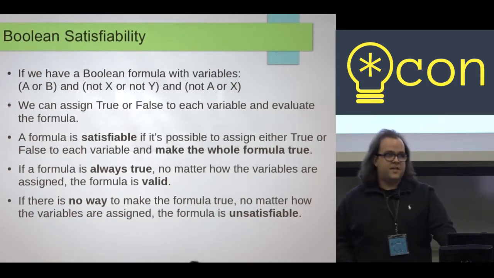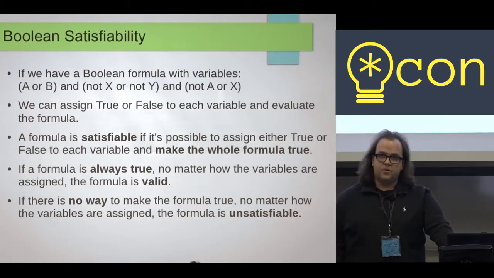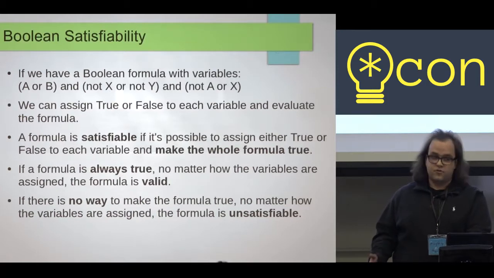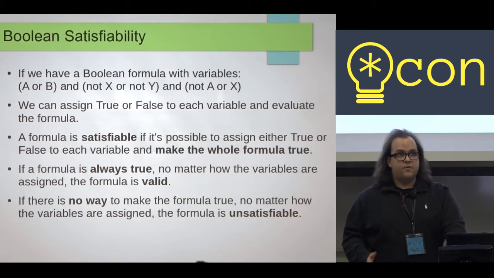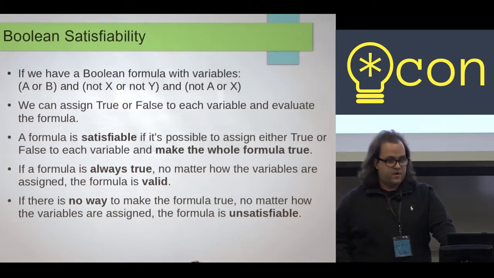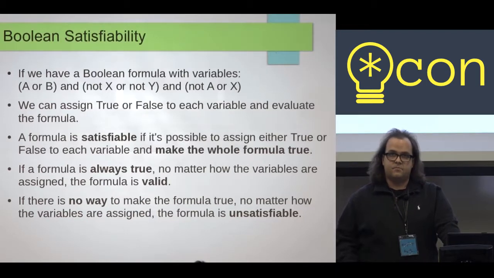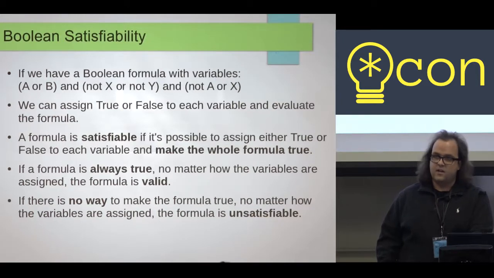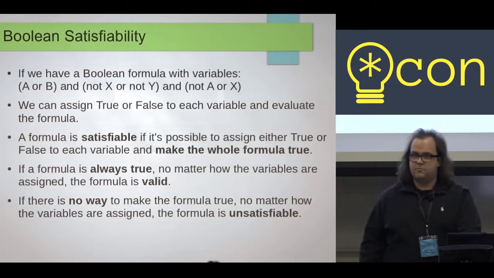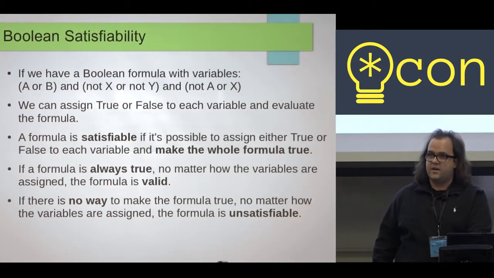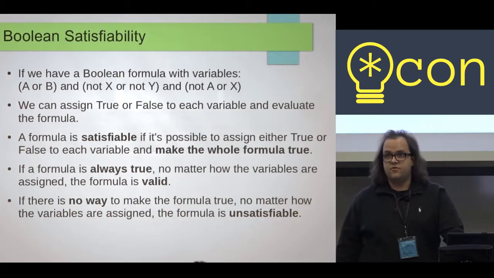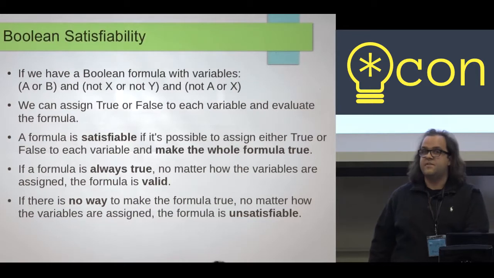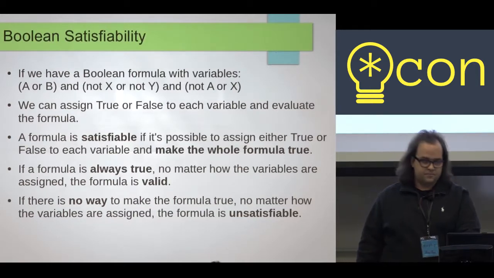So we say that a formula is satisfiable if it's possible to assign either true or false to each variable and make the whole formula true. If a formula is always true, no matter how we assign the variables, the formula is called valid. And if there's no way to make the formula true, no matter how the variables are assigned, the formula is called unsatisfiable. And these are terms that come up a lot in the context of theorem proving and SMT solving. And so it's a bit important to just have seen this before to be familiar with the words.